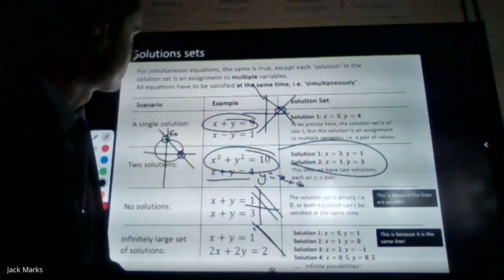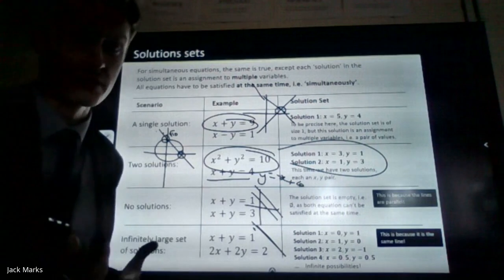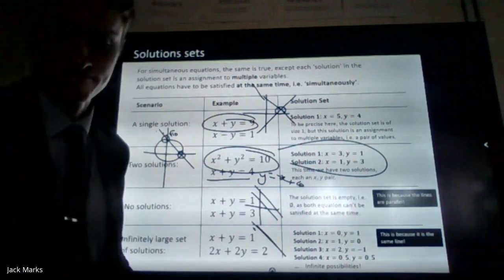So why are we going down this path? Well, it's just important really to think about your answers and analyze your answers, because you're going to be solving lots of equations throughout.